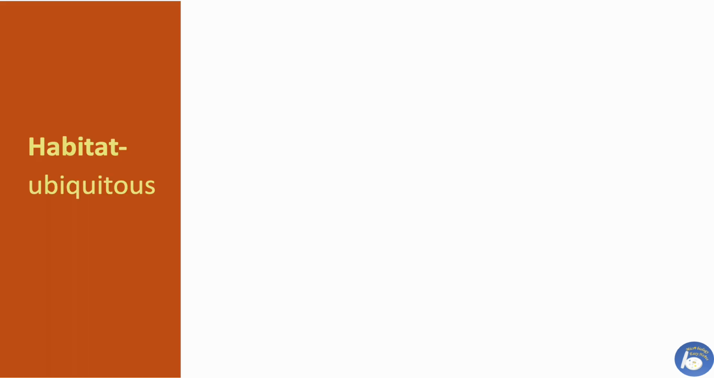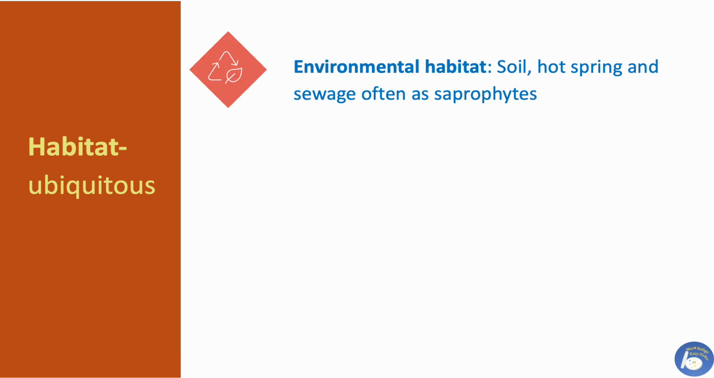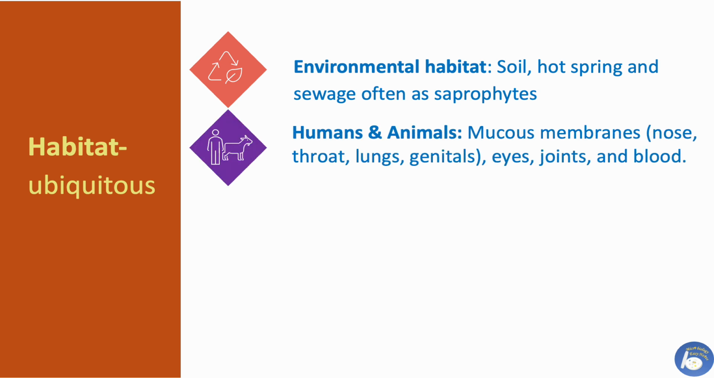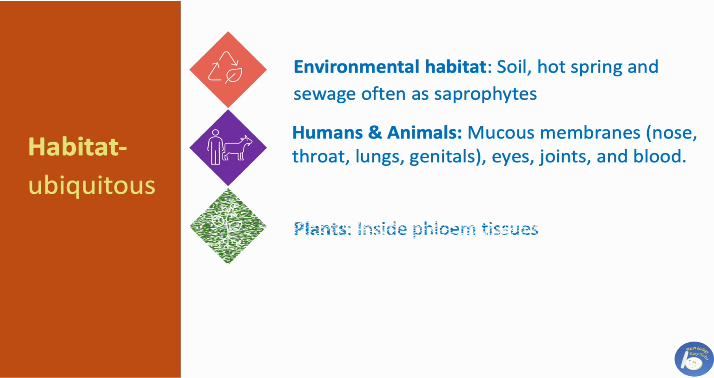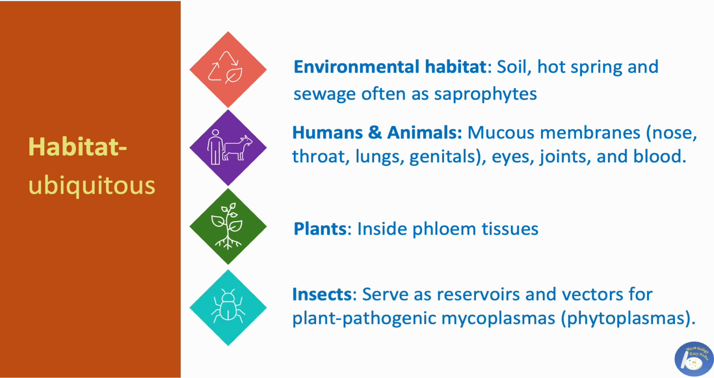Habitat. They are ubiquitous, found globally and in many environments. In the environment, they are present in soil, hot springs, and sewage, often as saprophytes. In humans and animals, Mycoplasma are found in mucous membranes of the nose, throat, lungs, and genitals. They may also be present in eyes, joints, and blood. In plants, they are present inside phloem tissues, causing disease in many species. Insects are also a habitat of Mycoplasma. They serve as reservoirs and vectors for plant pathogenic mycoplasmas.